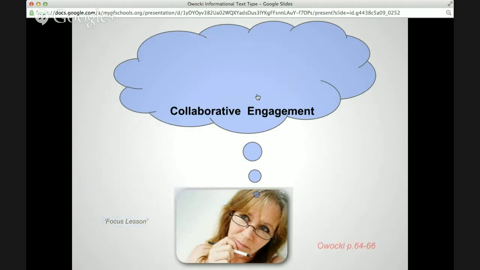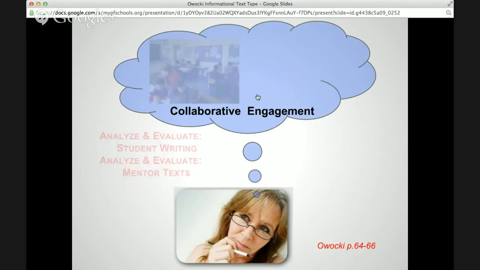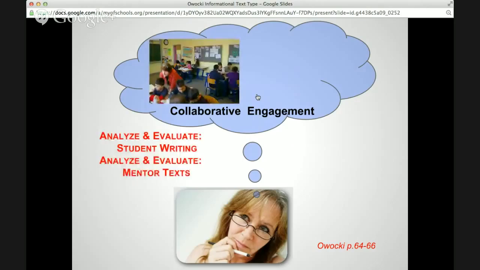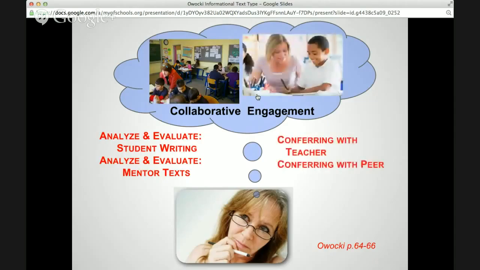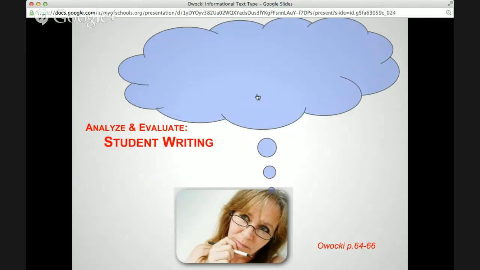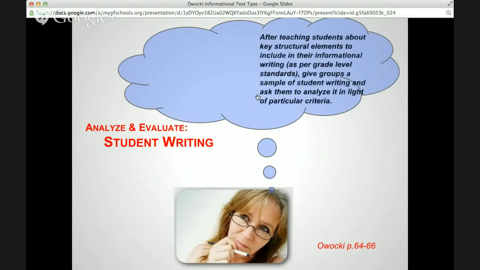So Owocki says basically, and we're looking on page 64 to 66, that collaborative engagement only really talks about two things. Analyzing and evaluating writing. That could be student writing, that could be mentor text, professional writing, and conferencing. That can be conferencing with teacher or conferencing with peers. That's all it is.